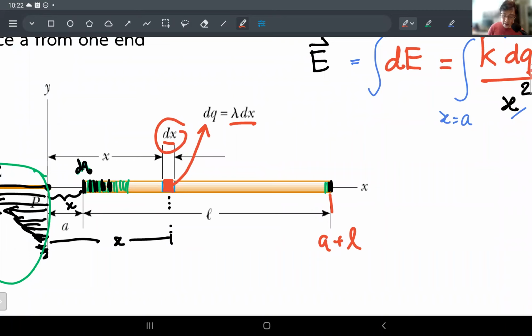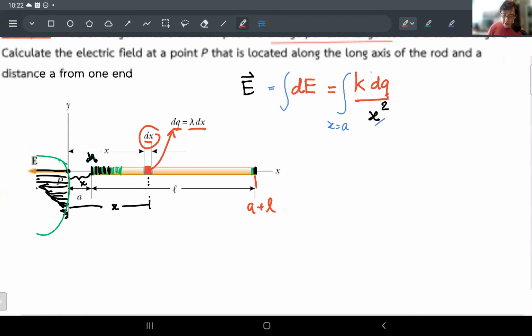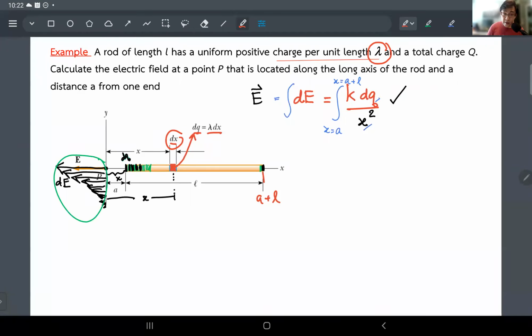So that's how I can relate the amount of charge and the length of the rod by going through charge per unit length. So that's why we can actually name this lambda the charge density. Yes. Welcome.